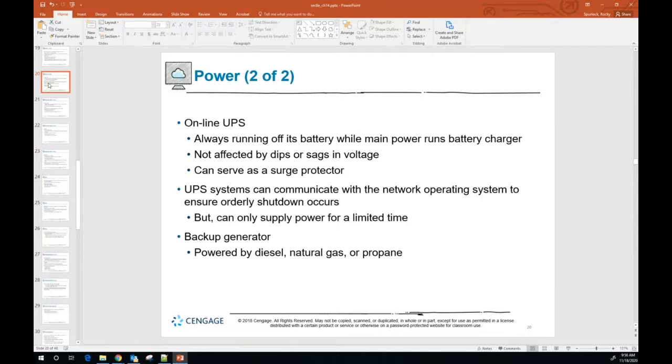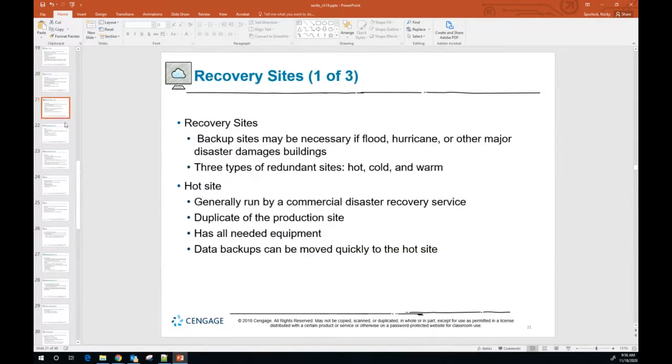UPS systems can also communicate with the network operating system to ensure that an orderly shutdown occurs. This can only supply power for a limited time, though. You can also use a backup generator, which is going to be powered by diesel, gas, or propane to give you power.